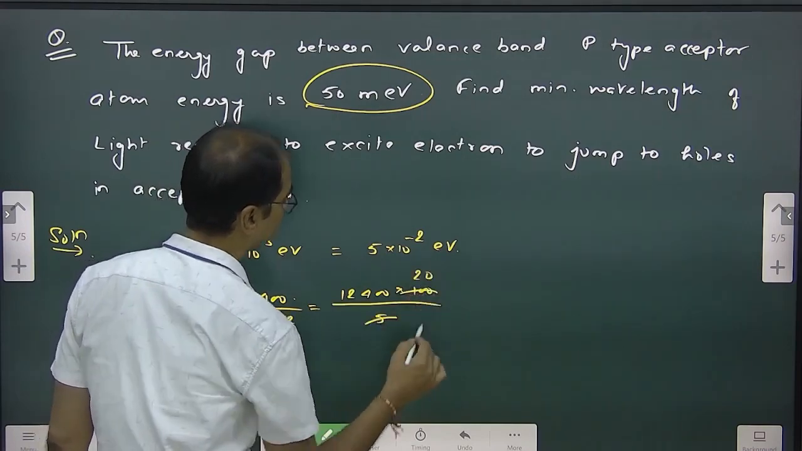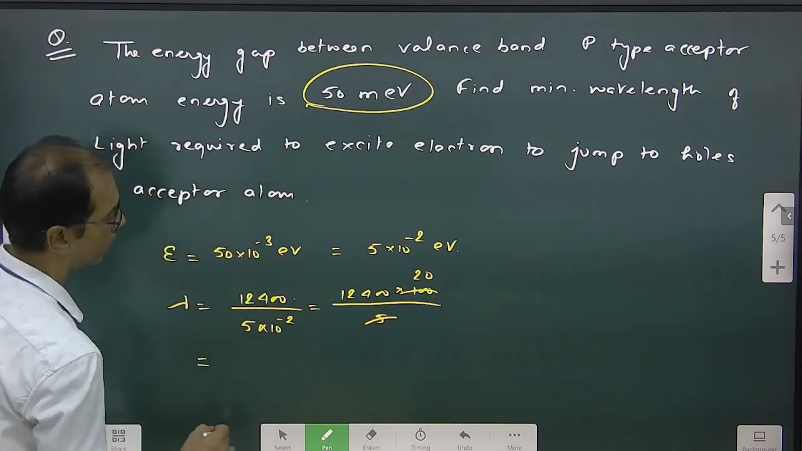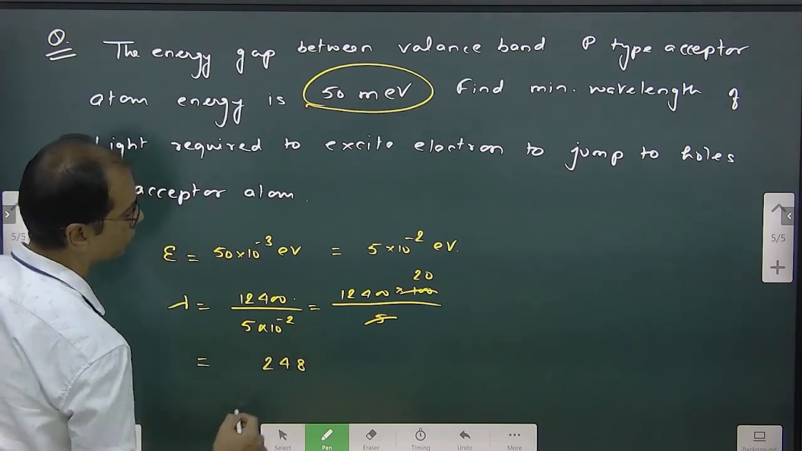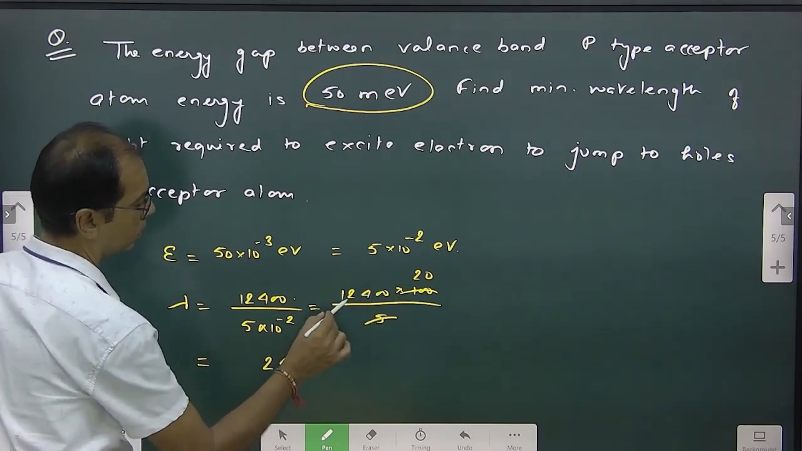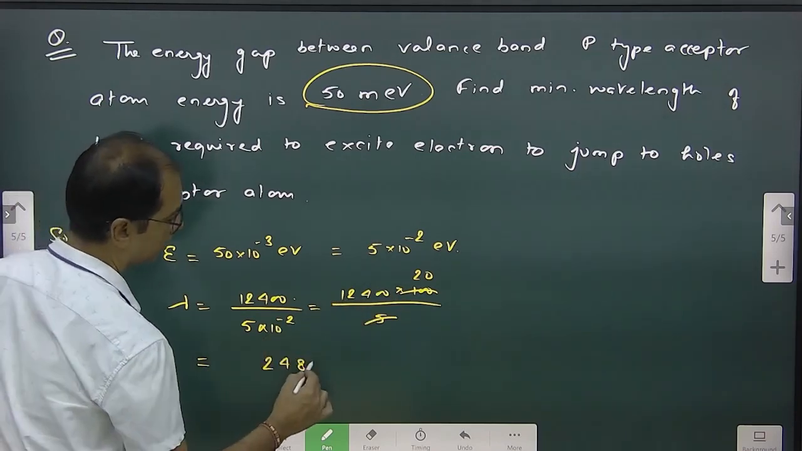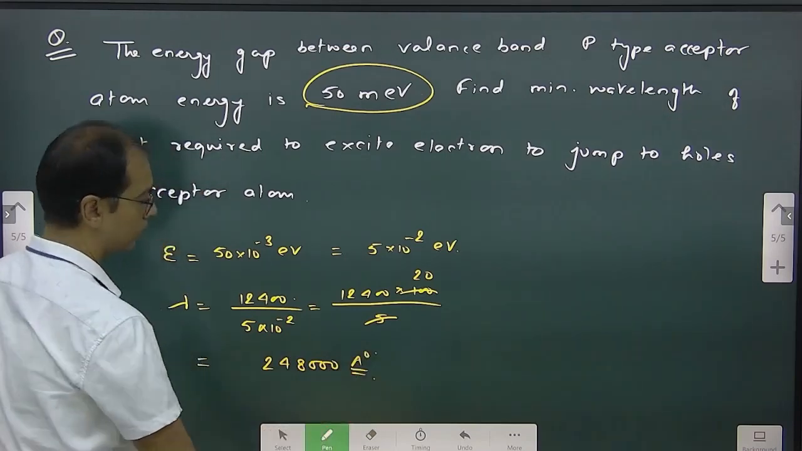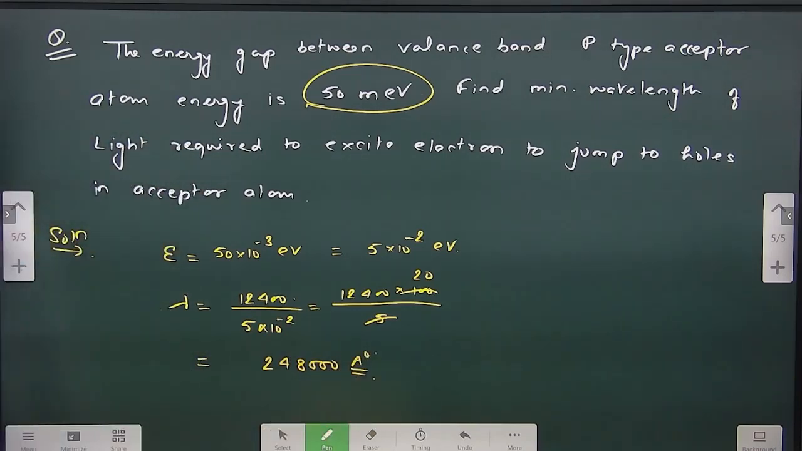This is 20. What we are getting here? 8, 4 and 2, then 3 zeros. Note that one. So 48,000 angstrom.